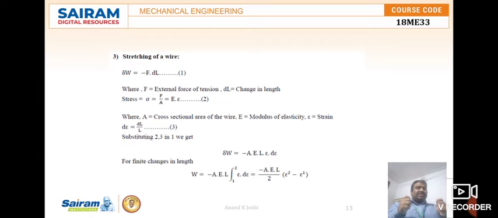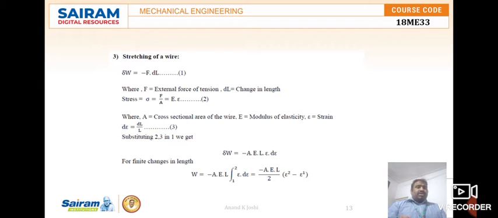Force by area, that is stress, can also be calculated using Young's modulus and strain. If you multiply Young's modulus and strain, you get the stress, because Young's modulus is stress by strain within the elastic limit, if you consider a steel wire. So Young's modulus into strain also gives you the stress. Here A is the cross-sectional area of the wire, E is the modulus of elasticity, or Young's modulus, and epsilon is the strain.